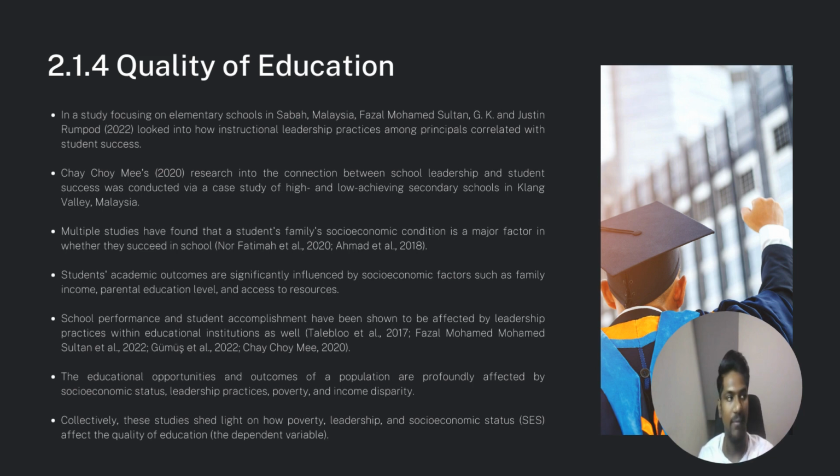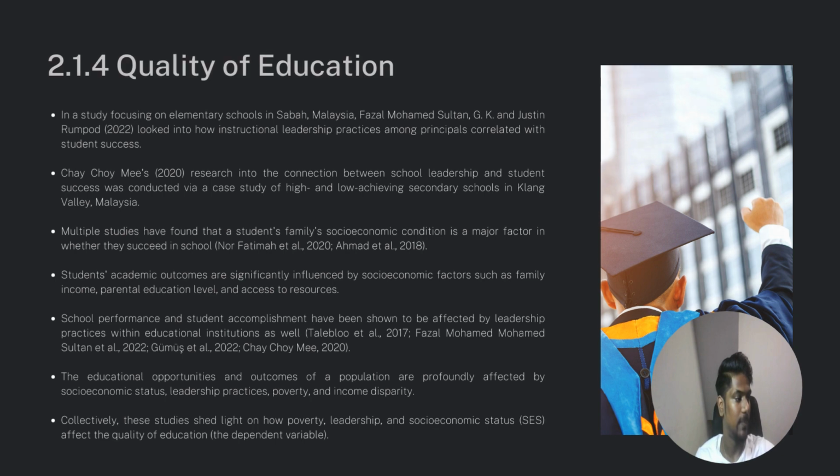Also, multiple studies have found that a student's family socioeconomic condition is a major factor in whether they succeed in school or not. Student academic outcomes are significantly influenced by socioeconomic factors such as family income, parental education level, and access to resources. School performance and student accomplishment have been shown to be affected by leadership practice within the educational institution as well. The educational opportunity outcomes of a population are profoundly affected by socioeconomic status, leadership practices, and poverty and income disparity. Qualitatively, these studies shed light on how poverty, leadership, and socioeconomic status affect the quality of education, also known as the dependent variable.